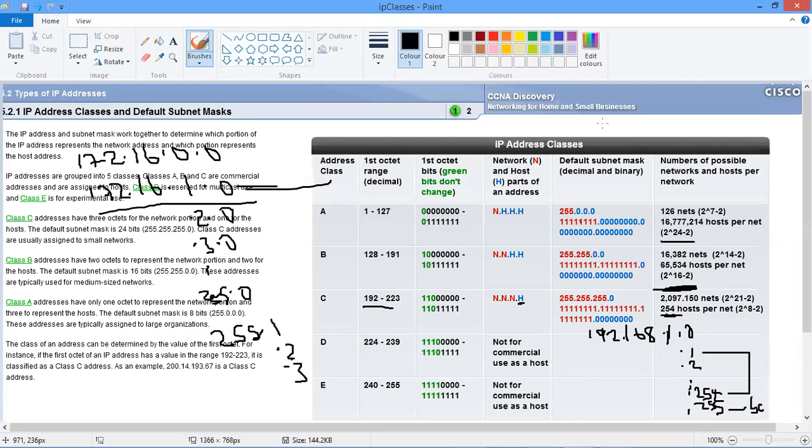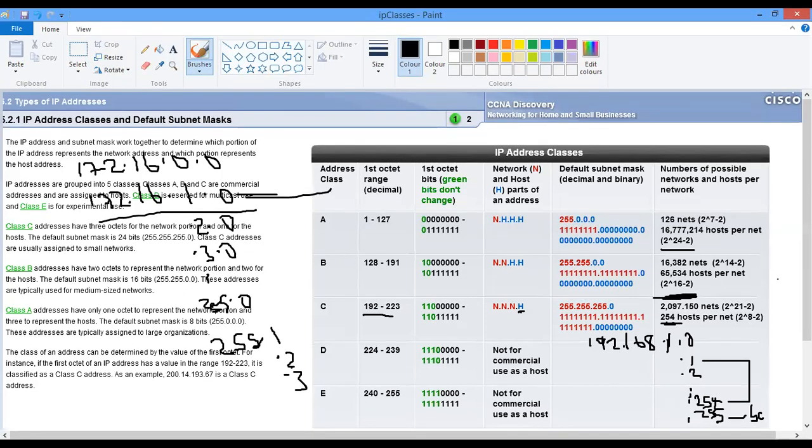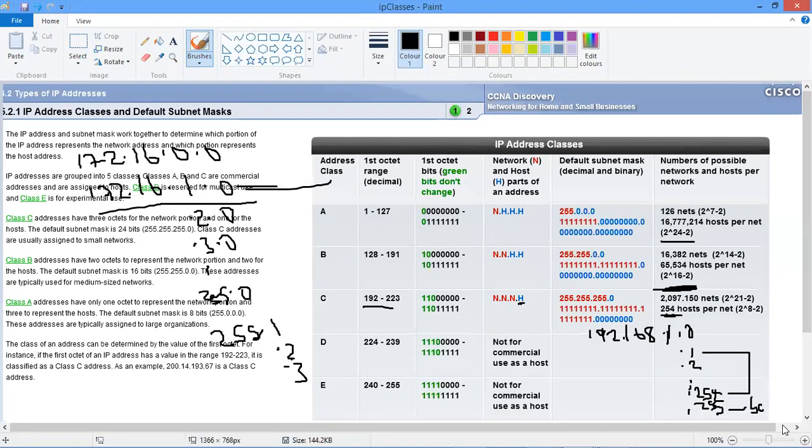So I will just believe that I am done with the IP addresses. I've taught this before. We are just spending more time on this. We discussed this far earlier. So coming to IP subnetting.